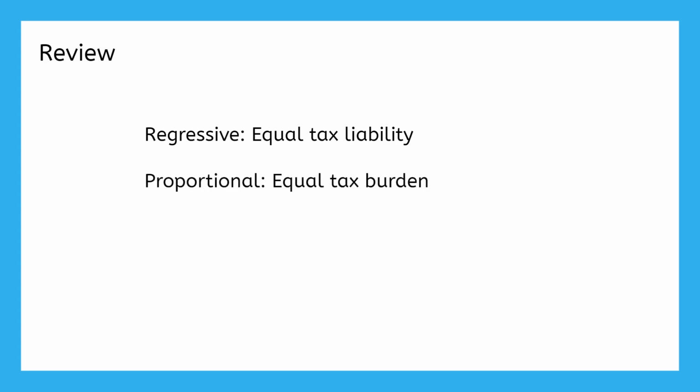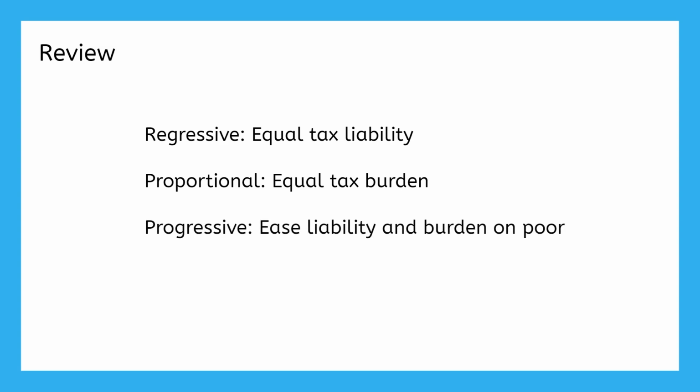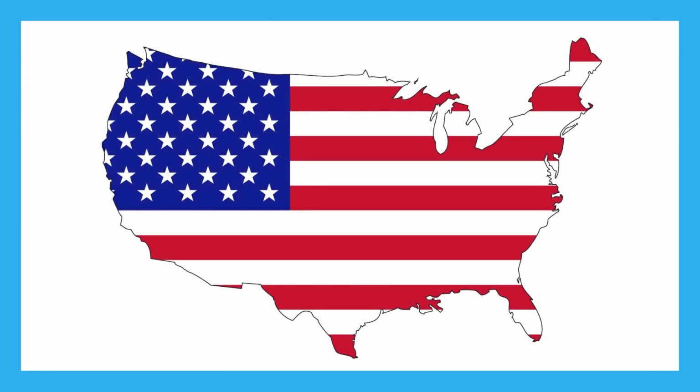Time for a quick review. Regressive taxes, such as the sales tax, place equal tax liability on everybody. Proportional taxes, like Social Security tax, place an equal tax burden on everybody. And progressive taxes, like income tax, ease both the liability and burden on lower earners by taxing higher earners at a higher percentage. Each system has its benefits and drawbacks, and which one is fairest depends on your definition of fairness. So, which of these do we have in the United States?